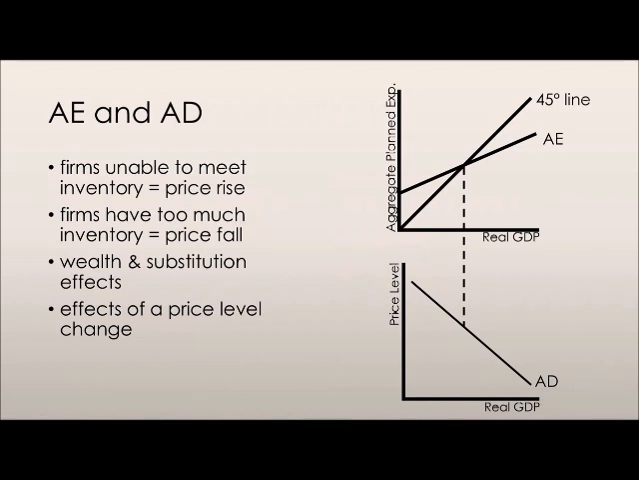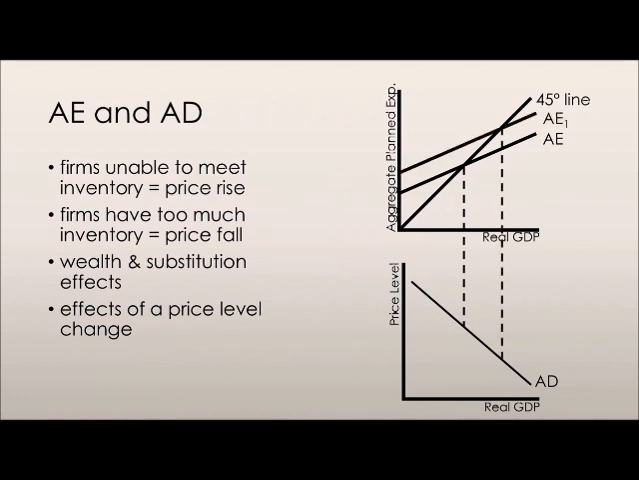When the price level rises, both these effects, the wealth effect and the substitution effects, reduce planned aggregate expenditure at each level of real GDP. So when the price level rises, the aggregate expenditure curve shifts downwards, and when the price level falls, the aggregate expenditure curve shifts upwards. When the price level changes, there's also a movement along the aggregate demand curve. And each point on the aggregate demand curve corresponds to a point of equilibrium expenditure on the aggregate expenditure curve. Let's take a look at how this works graphically.